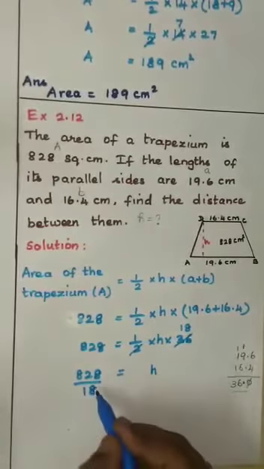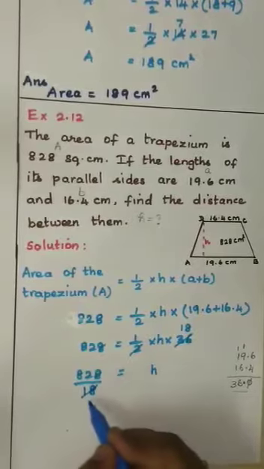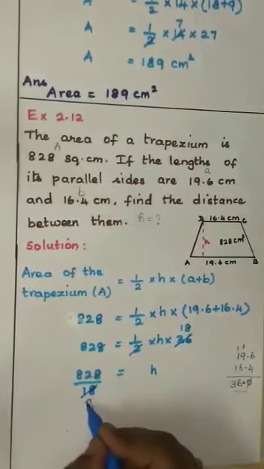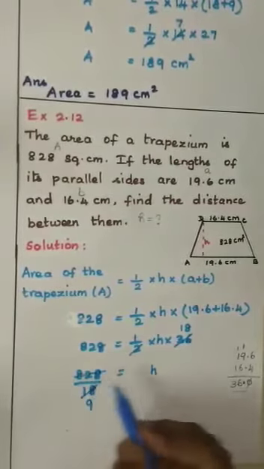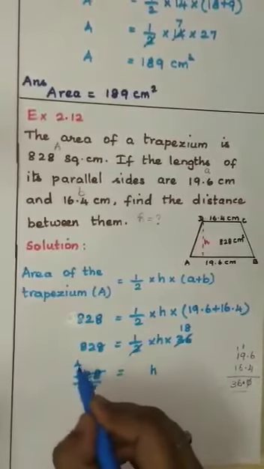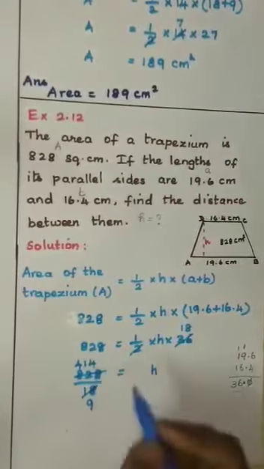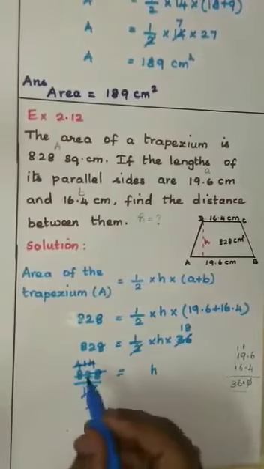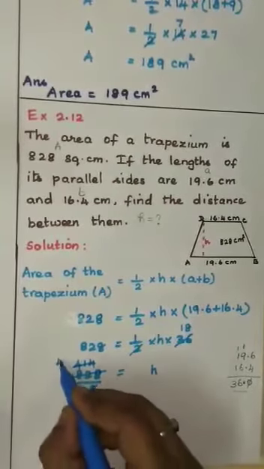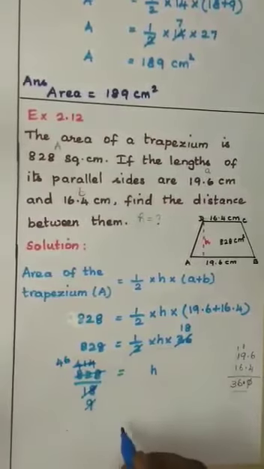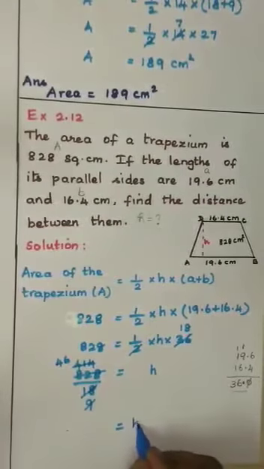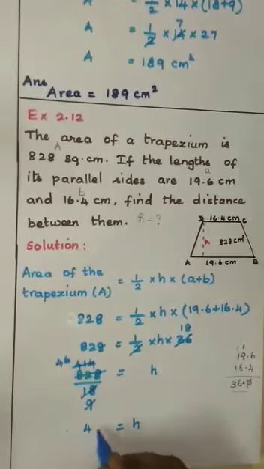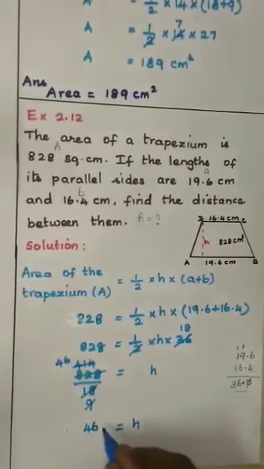So using the 2 table, you cancel these 2. How many times does 2 go in 18? 9. How many times does 2 go in 828? 4, 1, 4. How many times does 9 go in 414? 46 times. So the value of h is 46. Write the unit, centimeter.